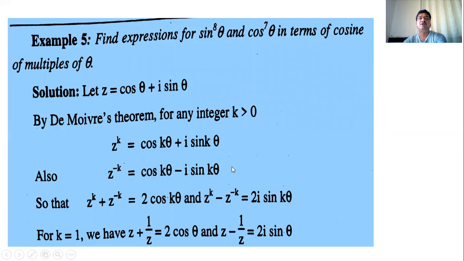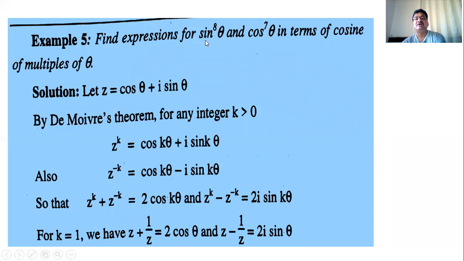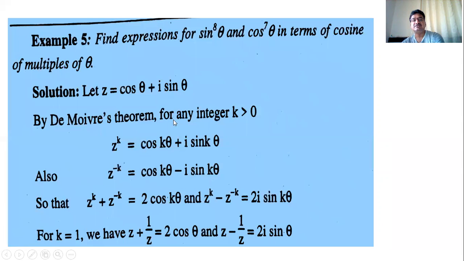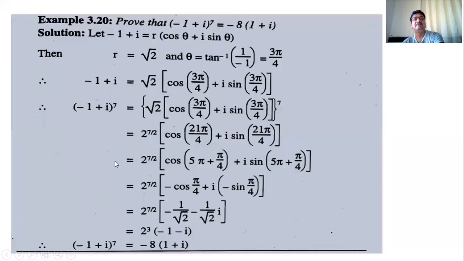This is the problem for sin raised to 8 theta and cos raised to 7 theta. That is a mixed problem. In order to find the expression for cos raised to 7 theta, take the 7th power, and in order to find the expansion for sin raised to 8 theta, take the 8th power of that second equation, this equation. Okay, so this is the mixed problem. This is the proof for sin raised to 8 theta. This is the proof for cos raised to 7 theta.